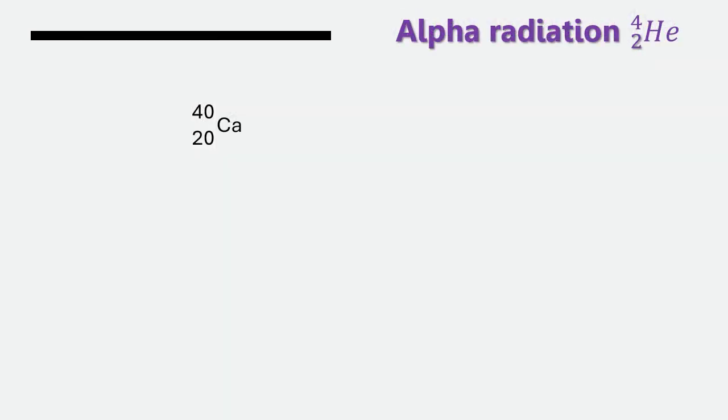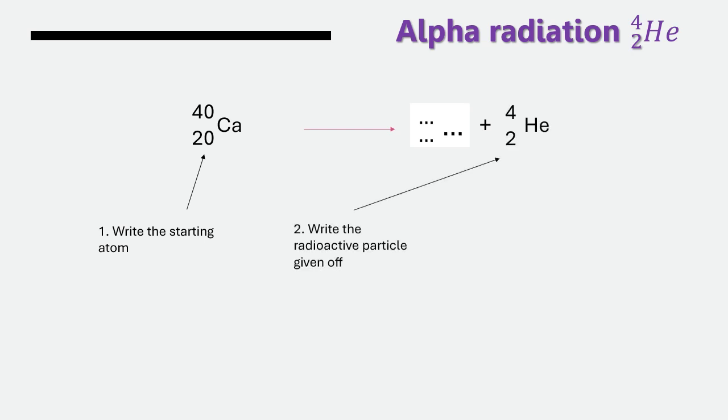Let's look at another example. Let's imagine calcium-40 goes through an alpha decay. First, we can write calcium-40 with 20 protons and 20 neutrons. We know it's going to decay to form something new, and we know it gave off an alpha particle, so we can write that in.